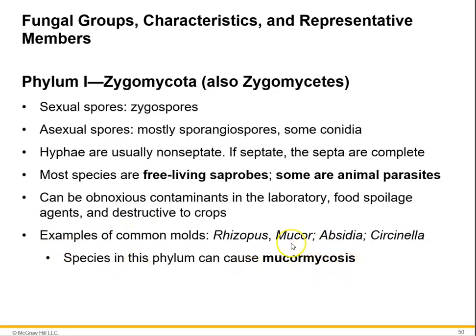Essentially, this otherwise totally harmless mold that's just floating around in the air, it basically eats the face in this infection.